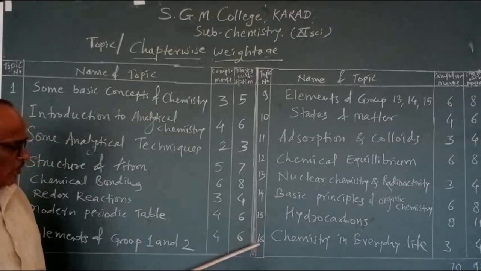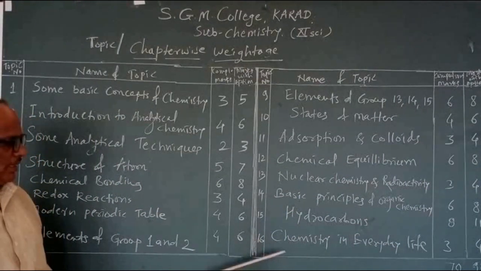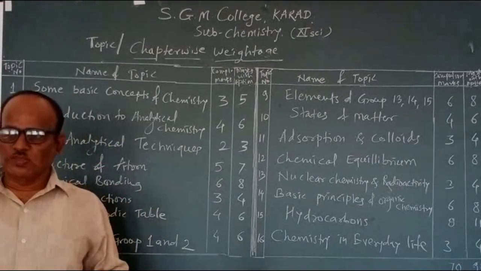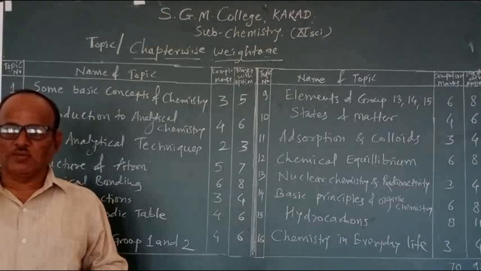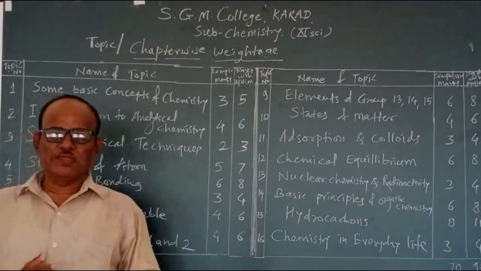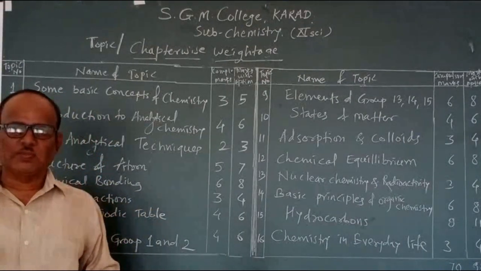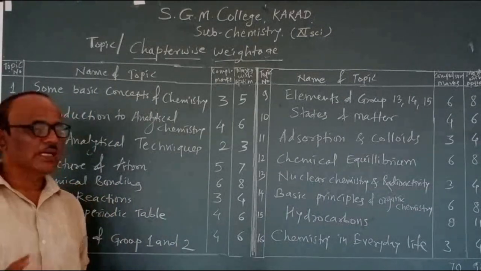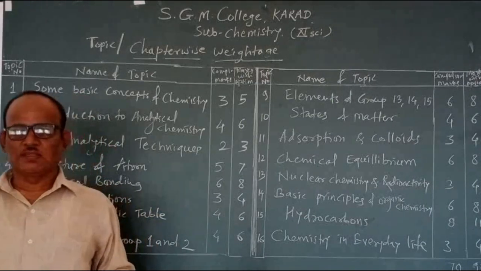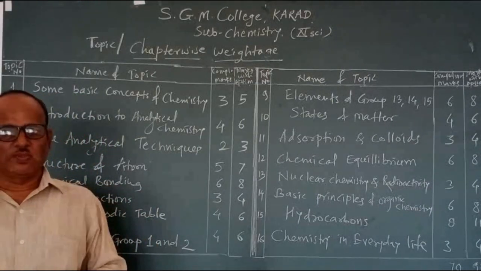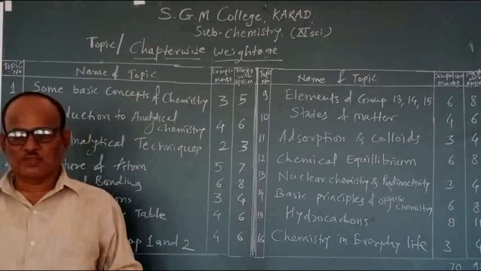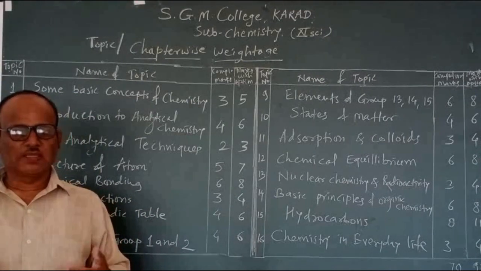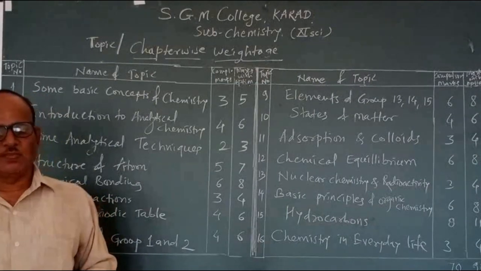Then the last topic is topic number 16, chemistry in everyday life. Chemistry in everyday life means which chemicals are used in our daily life. Without chemistry we can't live, because we take food, and that food also contains carbon compounds. For example, carbohydrates, proteins, fats, all these are organic compounds, but we take them as food. Then clothes. Clothes means cotton, terylene, nylon. We wear these clothes, and this is also organic compound.